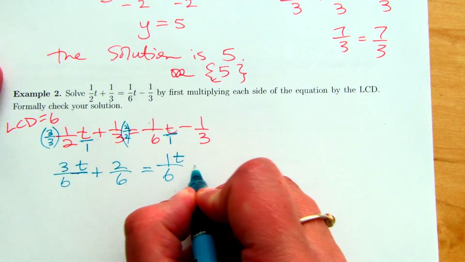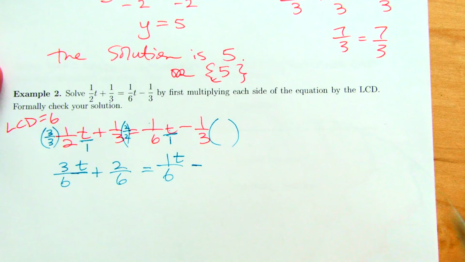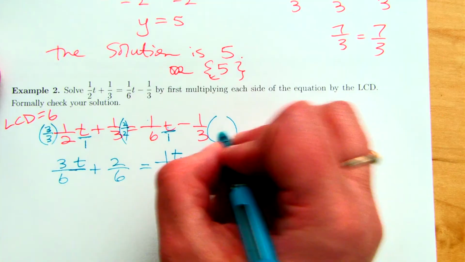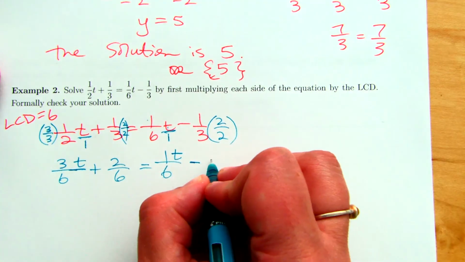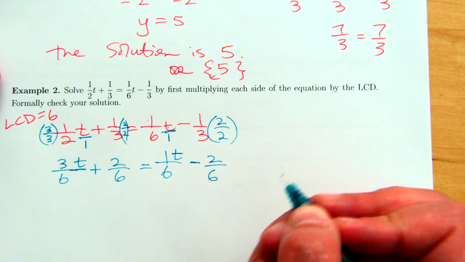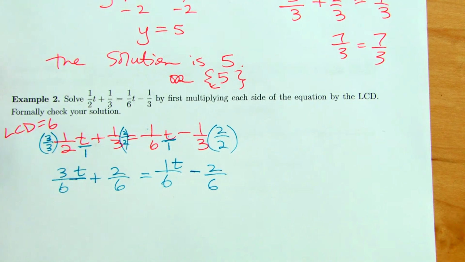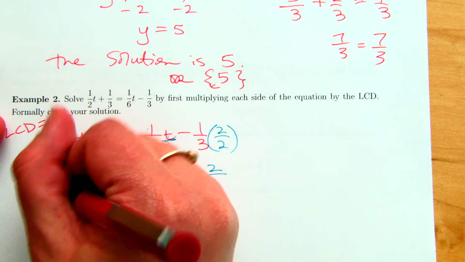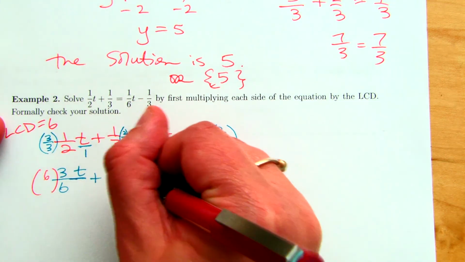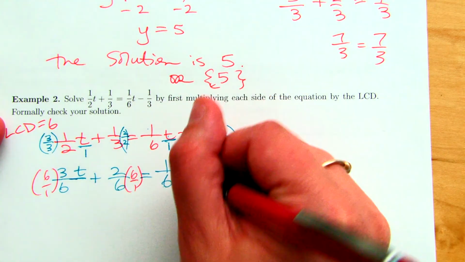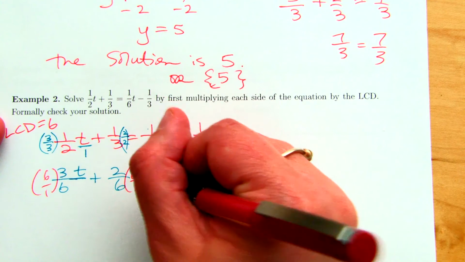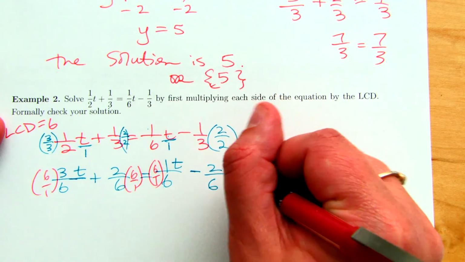And then minus, what are we going to multiply this one by? 2/2. 2/2 is going to give us 2/6. So now if they all have the same denominator, that means everything is being divided by 6. What does a denominator of 6 mean? It really just means divide by 6. So if I want to undo that, I multiply by 6 over 1. I'm basically just getting rid of the 6 in the denominator.